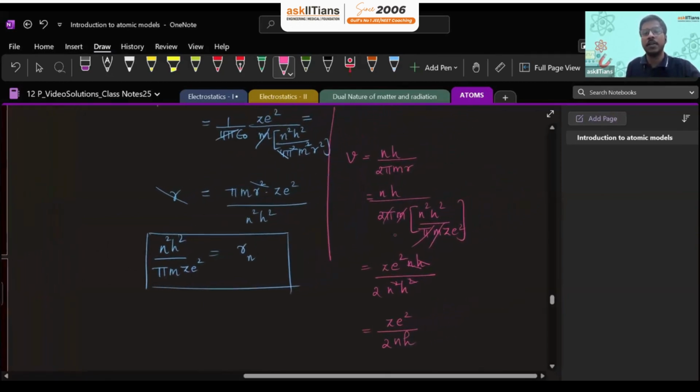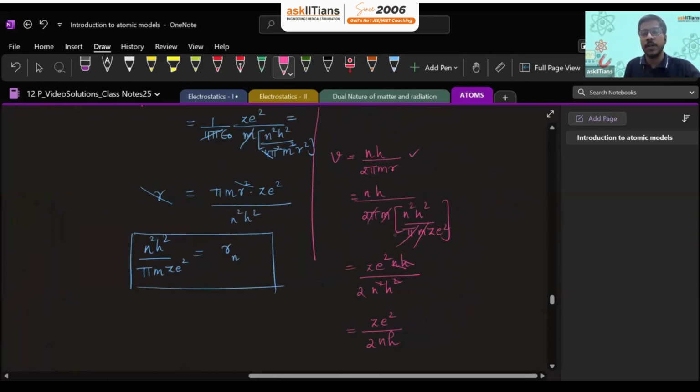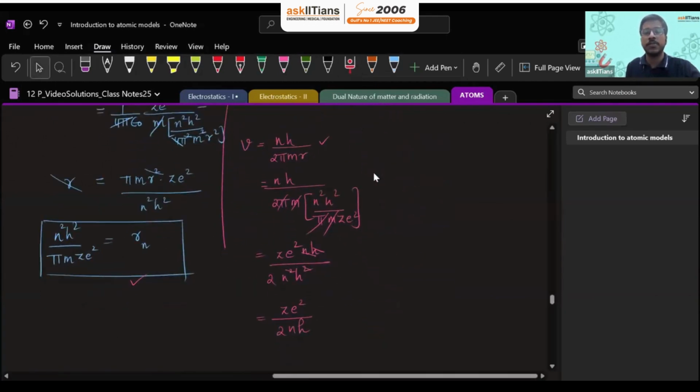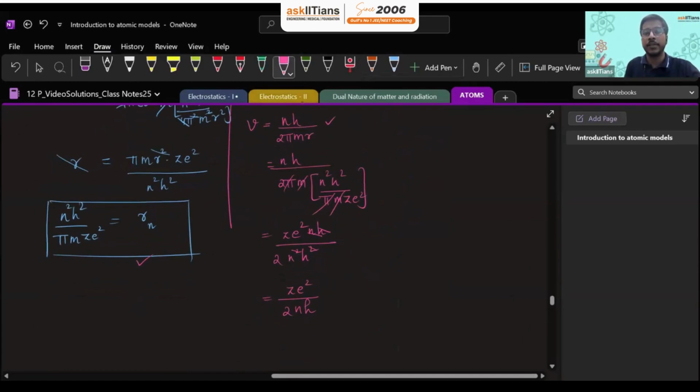Let's quickly verify. So here we have velocity as nh by 2 pi mr. So we put this expression for radius of electron in nth orbit into this expression. So this becomes n square h square by pi m z e square, right? So this pi m and pi m cancelled out. So this z e square goes to the numerator. So nh cancelled out here. So z e square by 2nh. This is the expression for velocity of the electron in the nth orbit.